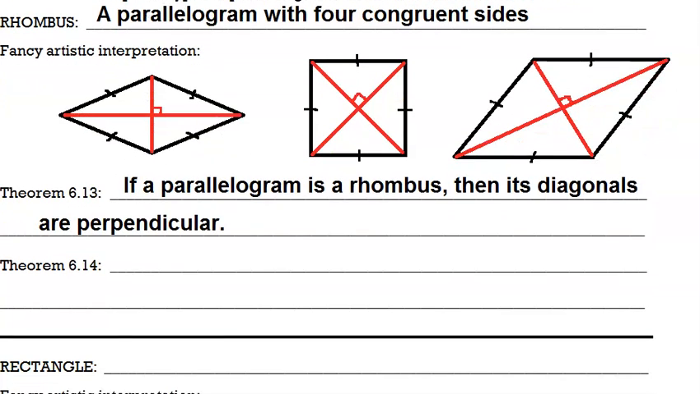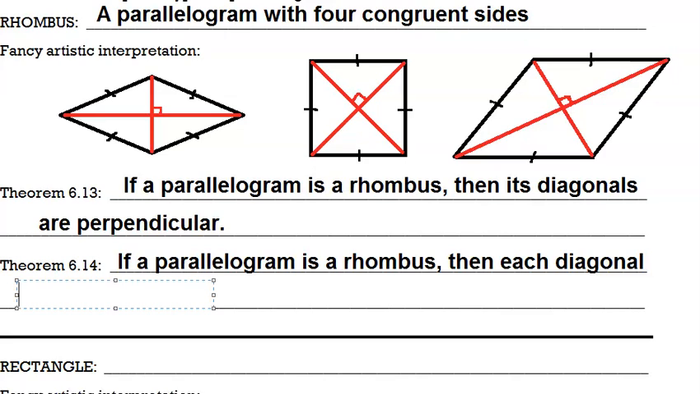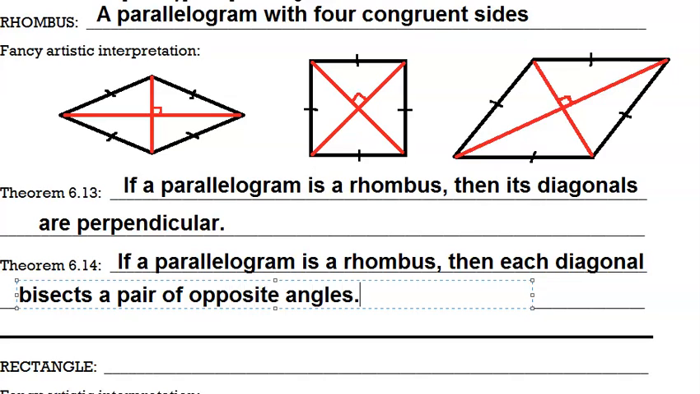All right, now, there is another rule that relates to a rhombus as well. And it's going to start the same way as what we just did. If a parallelogram is a rhombus, then each diagonal, so now we're talking about each individual diagonal here, bisects a pair of opposite angles. So essentially what it's saying is that if you are dealing with a rhombus, the diagonals are angle bisectors. So this and this, same measurement. This and this, same measurement.